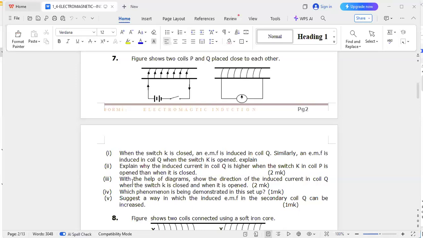Okay, Roman 2 have said that we are being asked, explain why the induced current is higher during opening of the switch than during closing of the switch. And I've said that during opening of the switch, current takes a shorter time to die off than to build up.